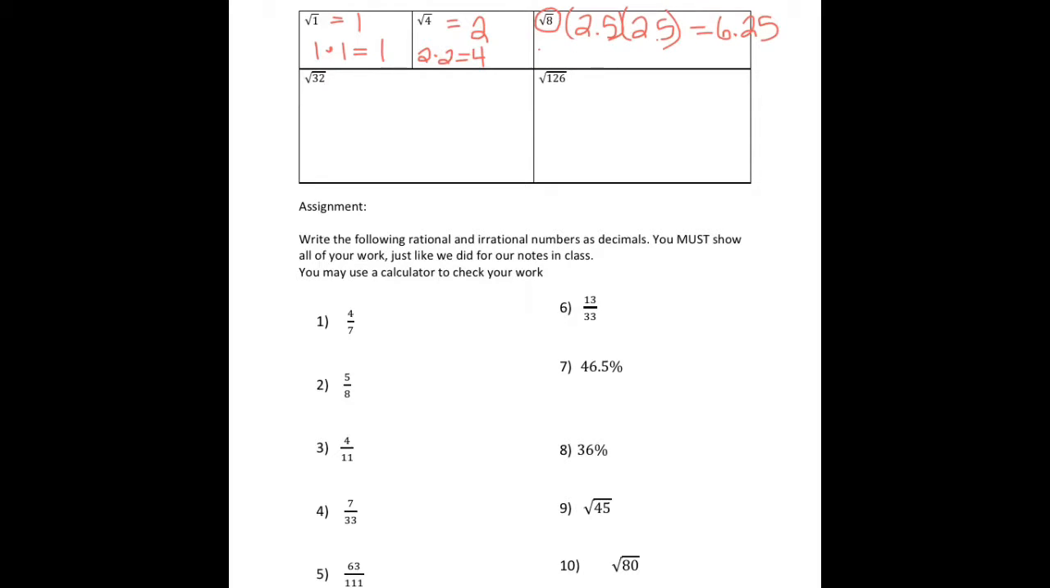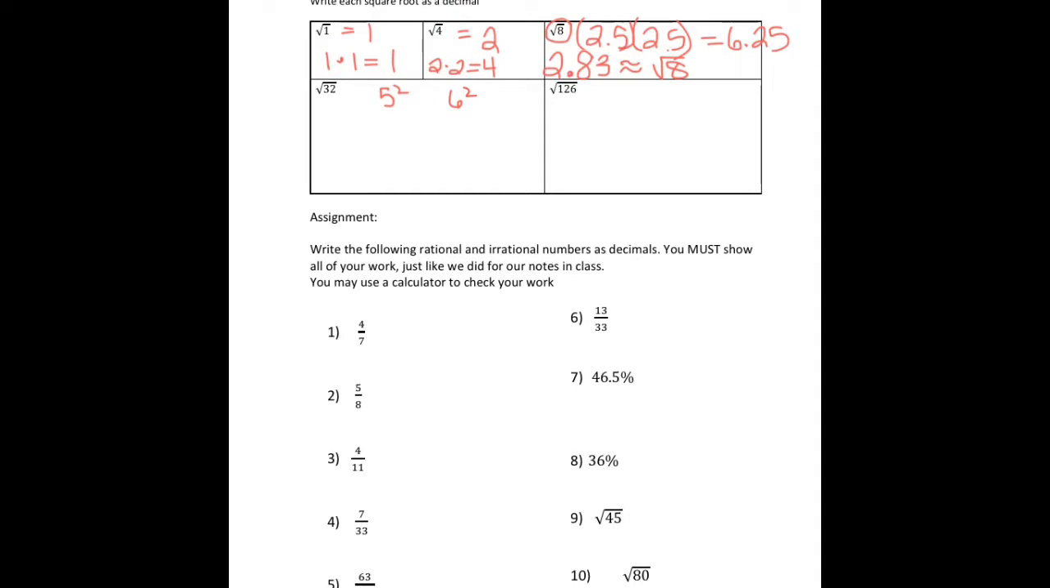So using a calculator, I just started plugging in some numbers, and I found out that 2.83 is about the square root of 8. Now, if I had just put in the square root of 8 in a calculator, I would actually get the decimal equivalent of 2.828, which is very close to 2.83. What about the square root of 32? Well, the square root of 32 lies in between 5 squared and 6 squared. So those are the two integers that it lies between. So it's got to be somewhere in between 5 and 6.